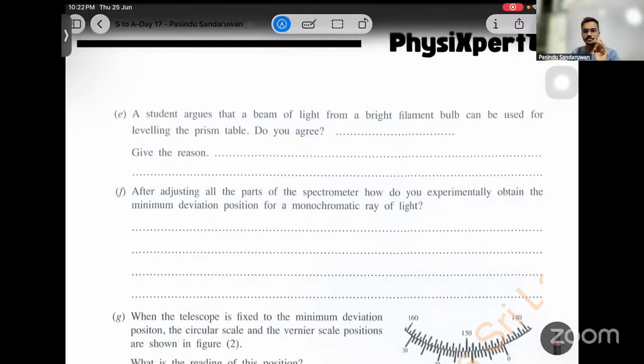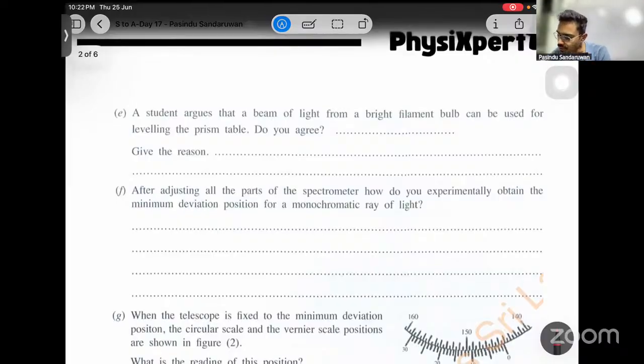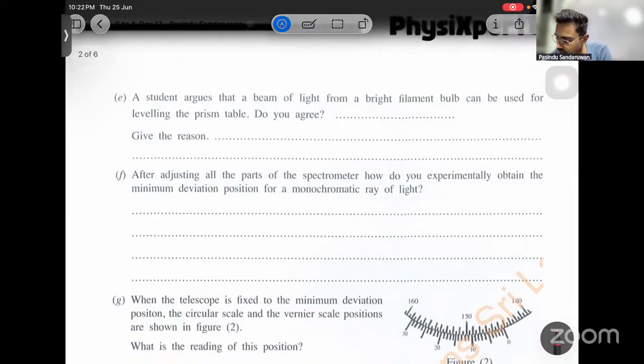When we level the prism table, what we use is the reflection of light, not the refraction. Since there is reflection, whether we use monochromatic light, white light, or any other bulb doesn't matter. That's a reflection always. Then the question is, do you agree? Yes, we agree.